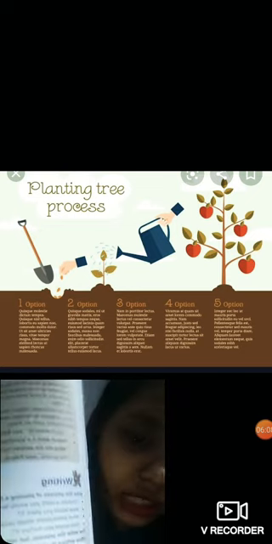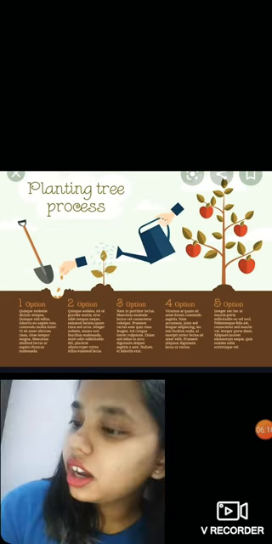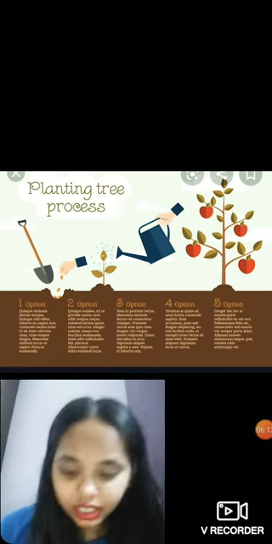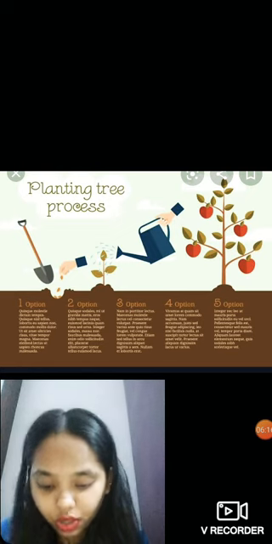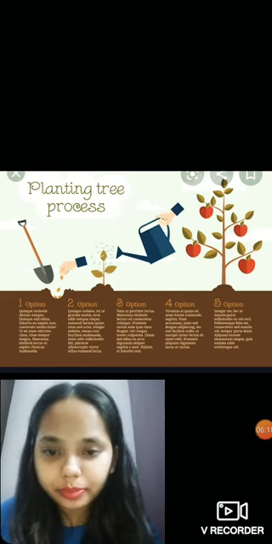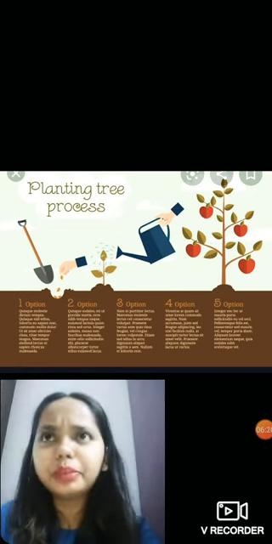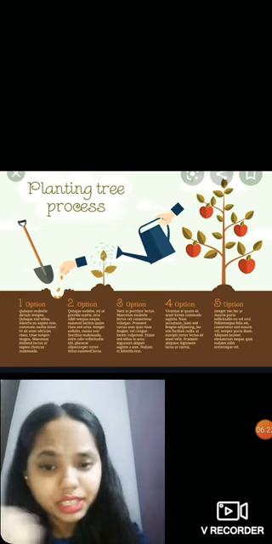Choose a plant that you would like to plant. How would you plant it? Would you plant it in your garden? Would you plant it in your pot? Which seed would it be? Would it be fenugreek seeds or mustard seeds?